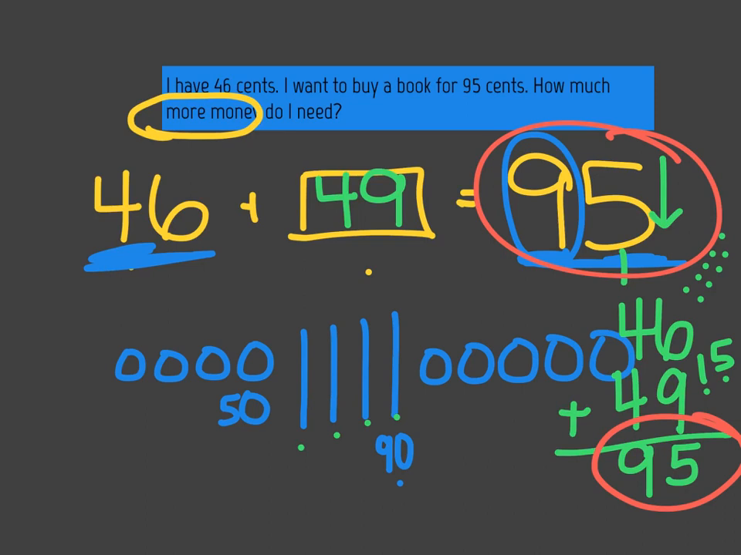So to re-step what we did here, we started with our first number, our first add-in, 46. We used ones until we got to the next 10. I was at 40. The next 10 after 40 is 50. Then I made 10 sticks until I got to my tens place here, 90. And then I continued to make ones until I was at 95. And I got 95 right here from my equation. It says, I want to buy a book for 95 cents. So those are the steps for using sticks and circles in order to find that missing add-in.